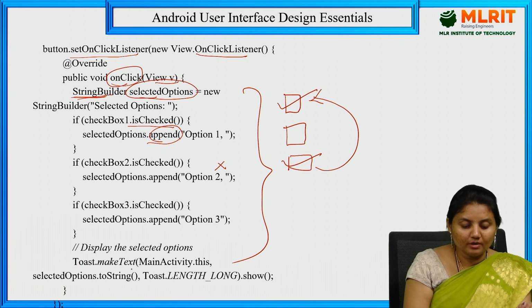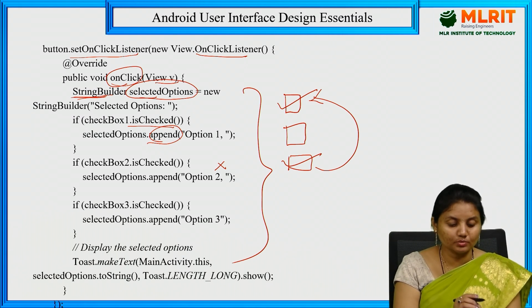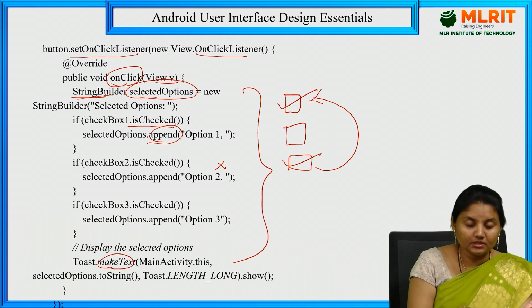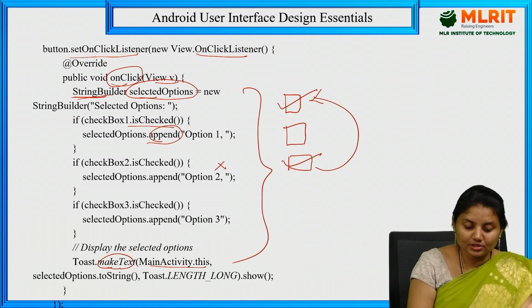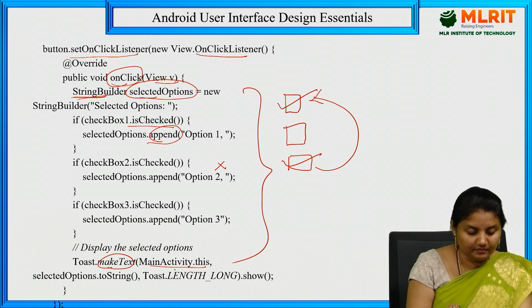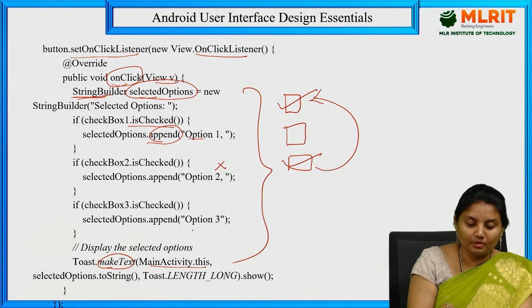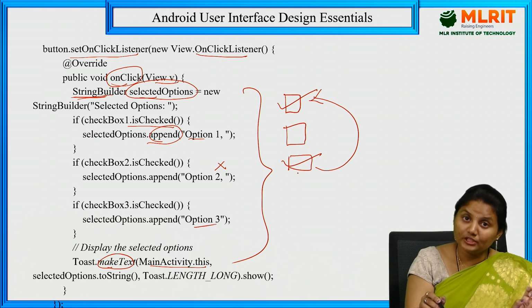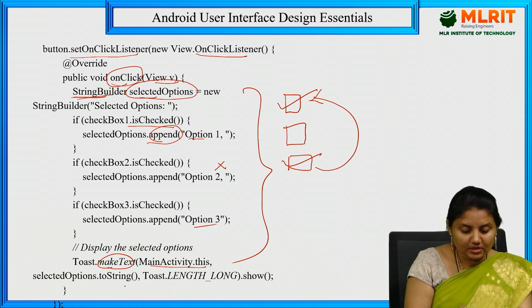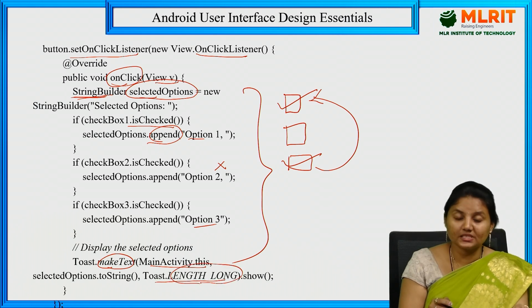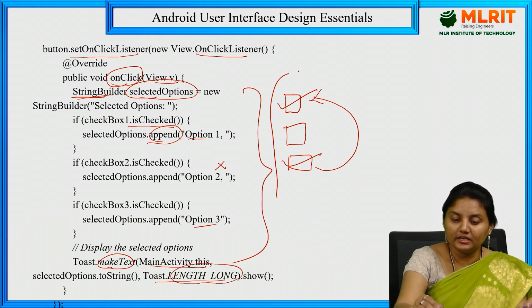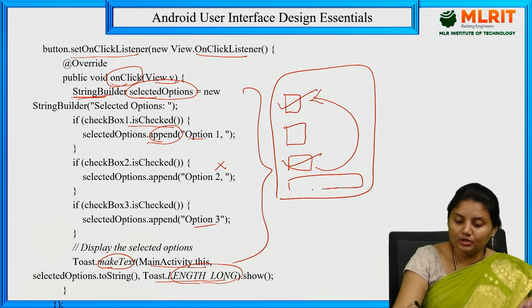Now Toast.makeText. Toast is what displays the text in the output. makeText means you are giving some text to display. MainActivity.this, the text should be displayed where? In your main activity. selectedOptions.toString. selectedOptions means what? Option 1 and option 3, which are enabled, toString. Then Toast.LENGTH_LONG, length long means how much time your activity should display your toast message.